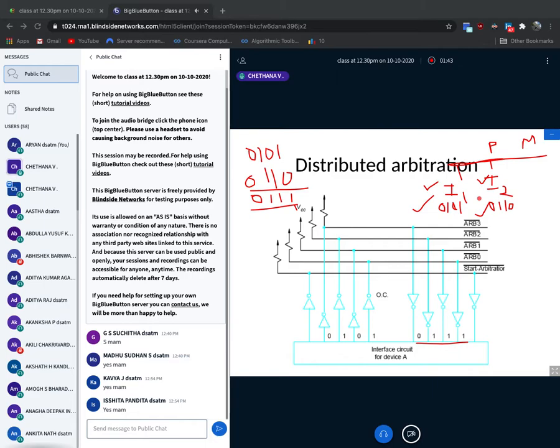Out of these two devices, to whom should I provide the bus? For that purpose, what should I do? First, I will take the first device, I1, unique ID. What is that unique ID? 0101. Okay, just compare all the bits.